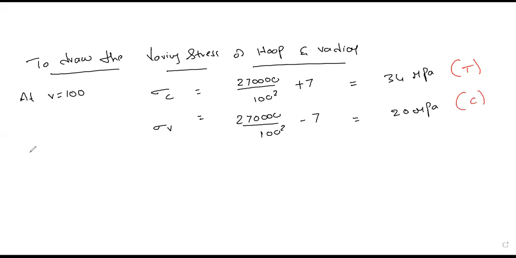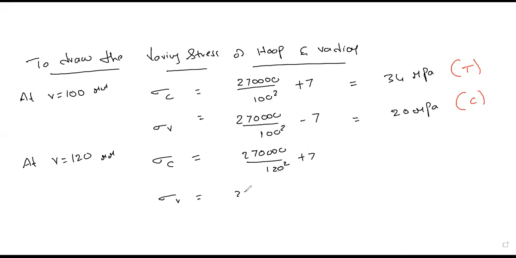In the same way, let's take another radius, at 120 mm. Let's calculate at R equal to 120. What is sigma C? 2,70,000 by 120 square plus 7. Sigma R is equal to 2,70,000 by 120 square minus 7. How much is the stress here? 25.75. Very good. What is this? 11.75. As we know, this is under tension, this is under compression.